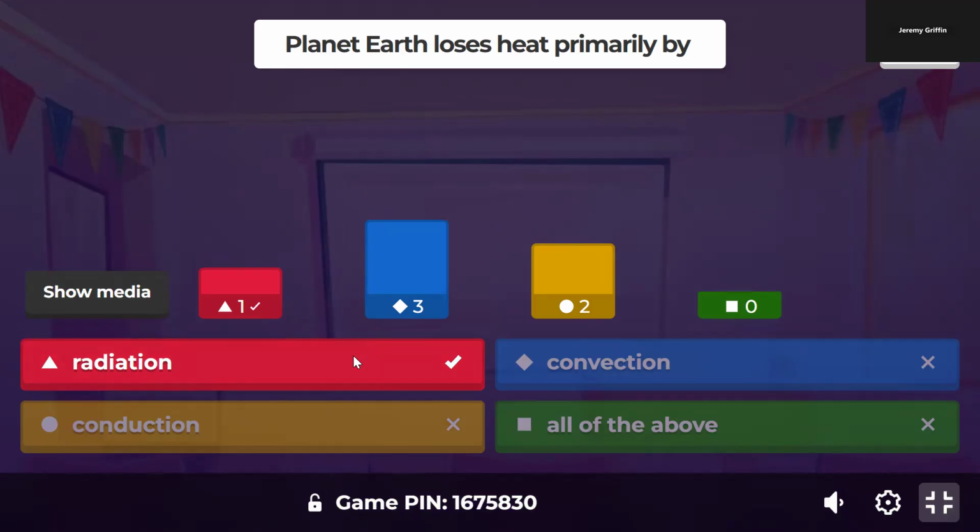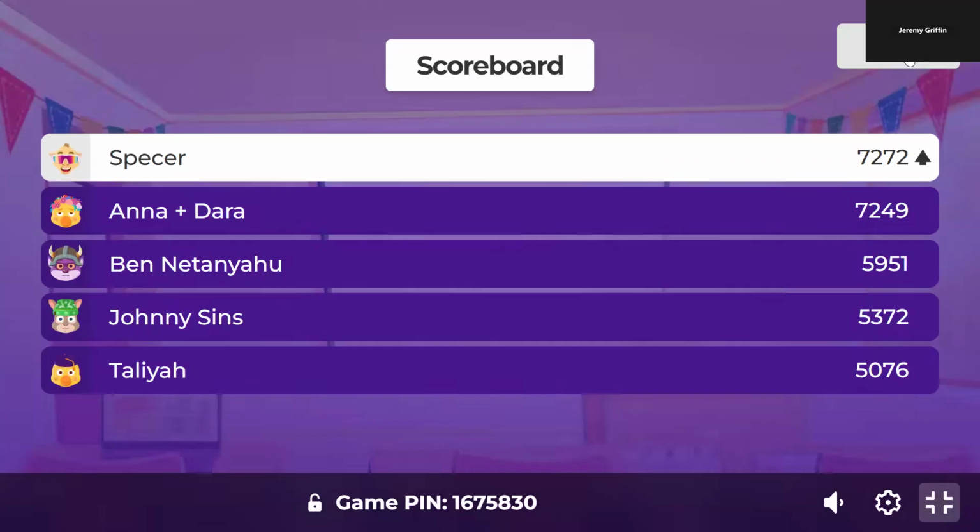It also radiates away into space, right? The other ones require material properties. Are you guys okay with it has to radiate away? Because we're surrounded by the vacuum of space. All right.